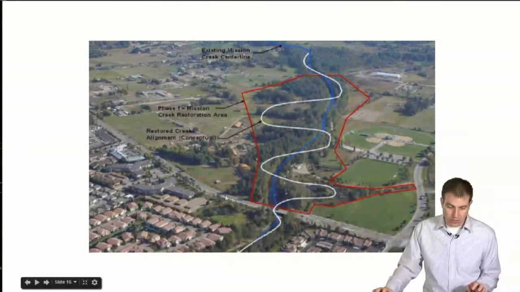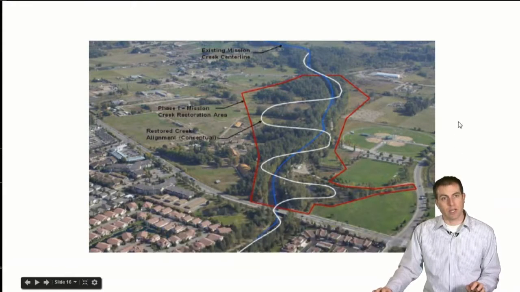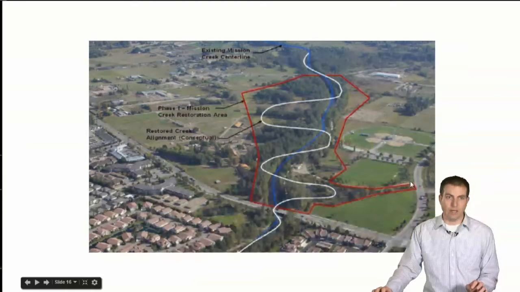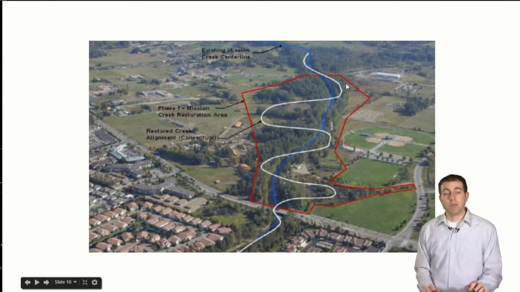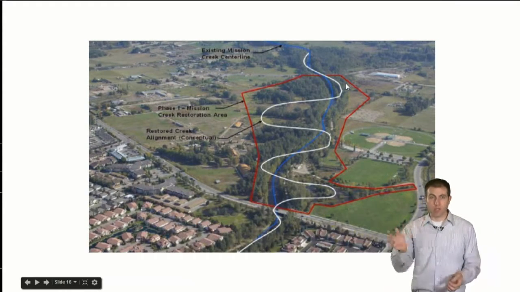This is Mission Creek. This is Gordon Drive. This is the Mission Sports Fields. H2O Center is right above my head here. What they're doing is the city has purchased all of this land in the red area, and they're going to return this one section of Mission Creek back to its original meandering path, this white line. If you've been to the Greenway recently, this area is blocked off. You can't walk up this side of the river because they're restoring its original path.